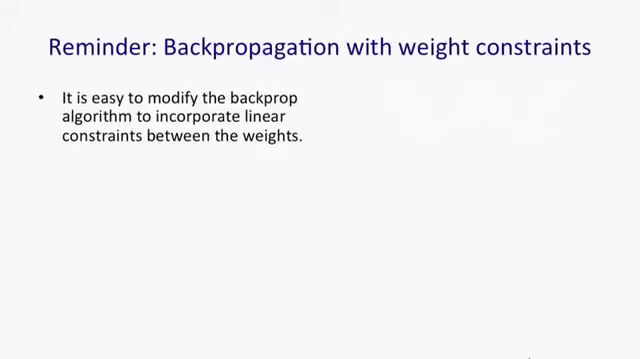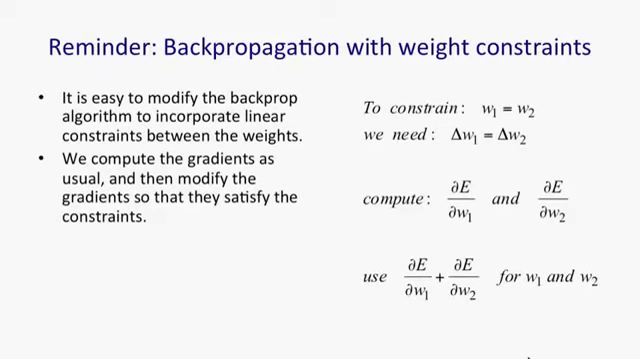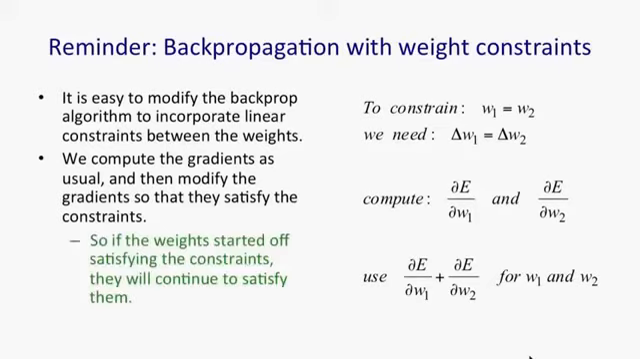Now, backprop is good at learning when there are weight constraints. We saw this for convolutional nets, and just to remind you, we can actually incorporate any linear constraint quite easily in backprop. So we compute the gradients as usual, as if the weights were not constrained, and then we modify the gradients so that we maintain the constraints. So if we want W1 to equal W2, we start off with them equal, and then we need to make sure that the change in W1 is equal to the change in W2, and we do that by simply taking the derivative of the error with respect to W1, the derivative with respect to W2, and adding or averaging them, and then applying the same quantity for updating both W1 and W2. So if the weights started off satisfying the constraints, they'll continue to satisfy the constraints.